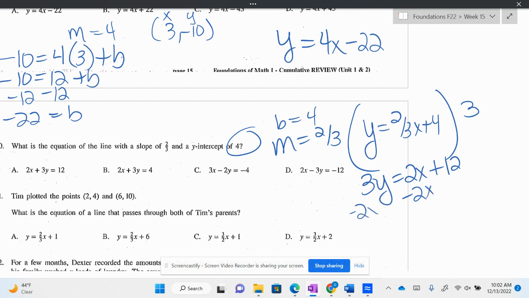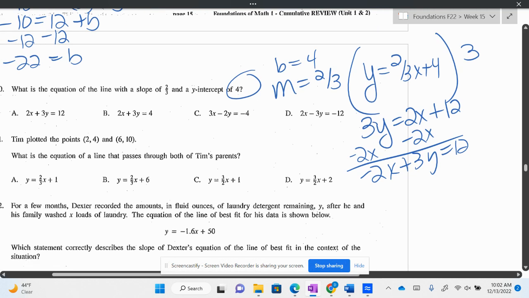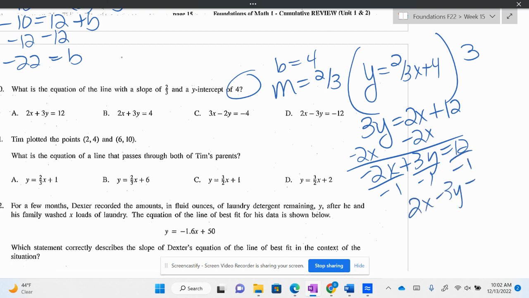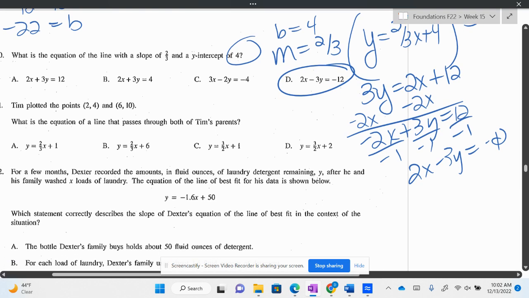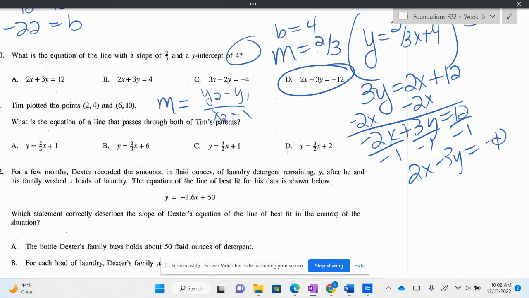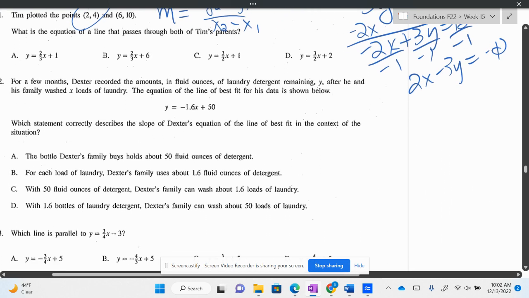Subtract 2x from both sides. Negative 2x plus 3y equals 12. Remember, your leading coefficient cannot be negative. So divide everything by a negative 1. 2x minus 3y equals negative 12. So find your slope. First, y2 minus y1 over x2 minus x1, and then use one of your points to find b.